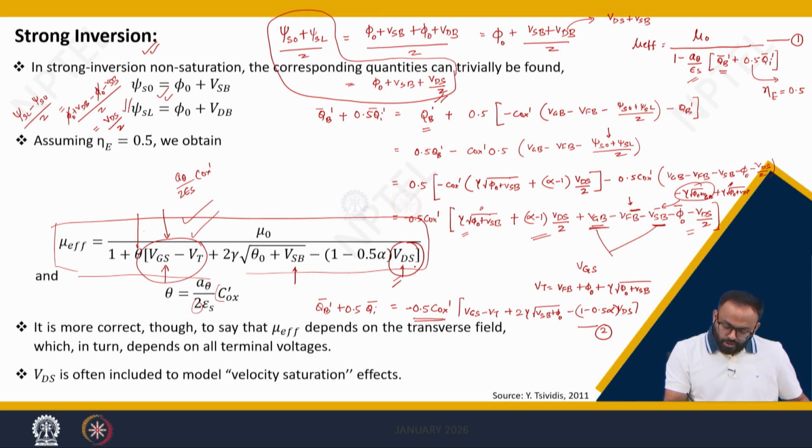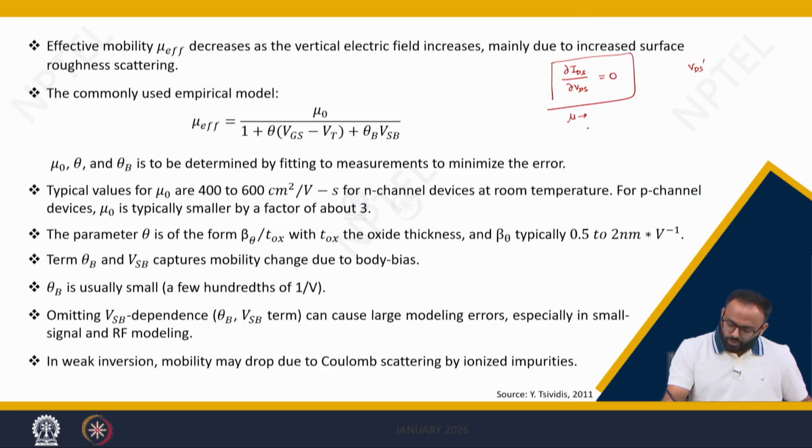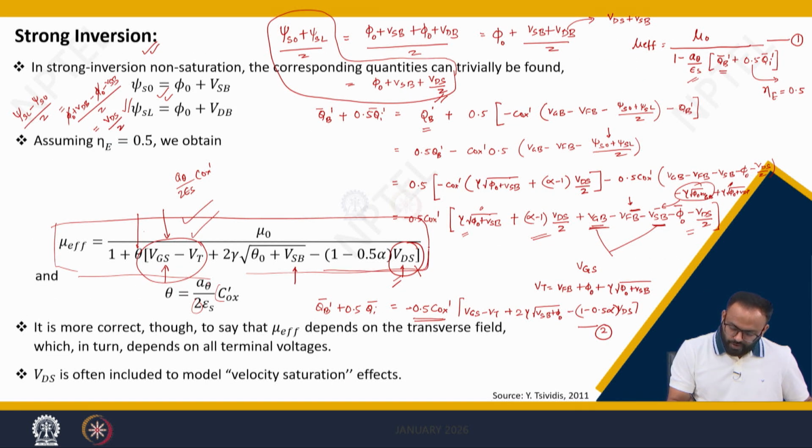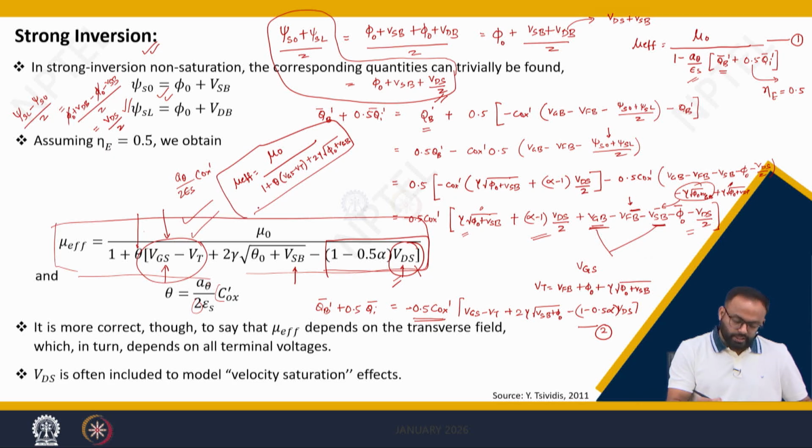So considering the impact of Vds, the horizontal field is less in the mobility degradation, so we can ignore the part of 1 minus 0.5 alpha into Vds. So I will be left with mu effective equals mu naught divided by 1 plus theta times Vgs minus Vt plus 2 gamma square root of phi naught plus Vsb. Remember, we are actually deriving a closed form equation for effective mobility, which helps us to model our current equation and get a good fit with experimental data. So we need to use this kind of approximation.